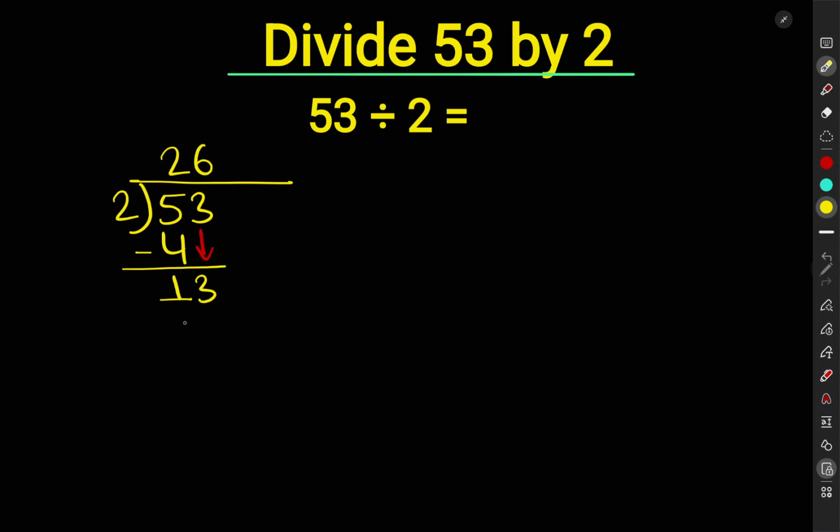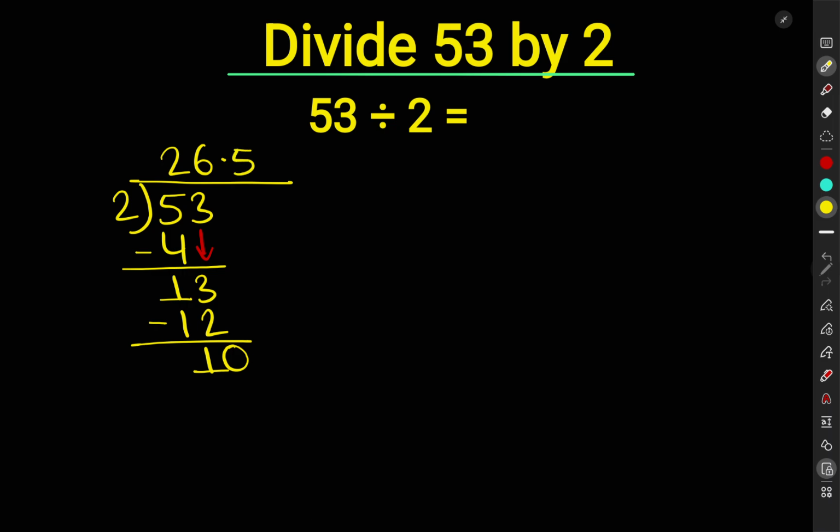So 2 times 6 means 12. On subtracting we get 1. So again this 1 is less than 2 and there is no other number beside. So we put here a decimal so that we take here 0. So now it became 10.